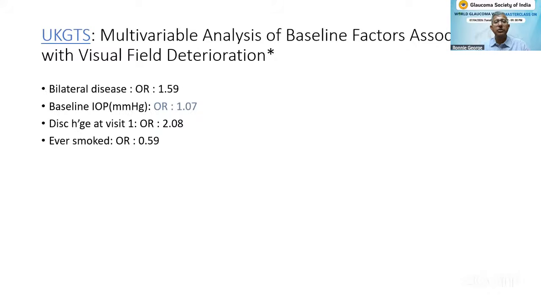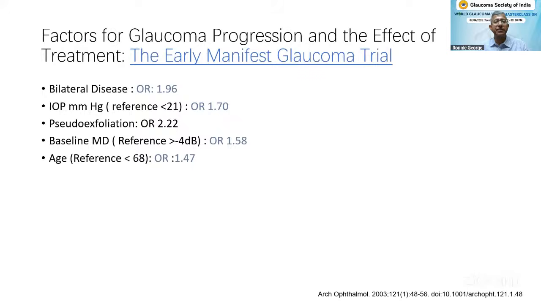And what they found, also with much shorter follow-up, was that if you had bilateral disease, you were 60% more likely to get worse. If your baseline intraocular pressure was a little higher, for every millimeter increase in pressure, you had a 7% increase in risk of progression. If you had a disc hemorrhage at presentation, you were twice as likely to show progression. And surprisingly, if you had ever smoked, you were less likely to progress. But this is highly selected data, so the last probably does not carry any weight.